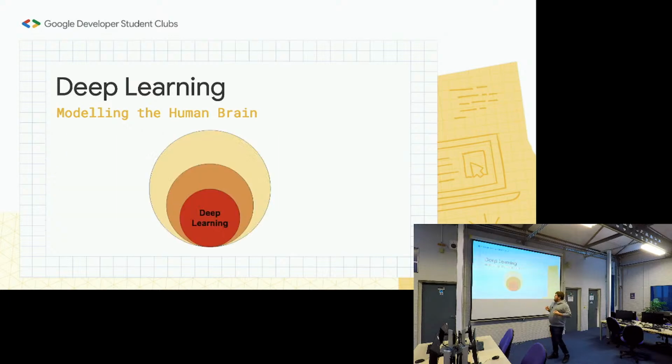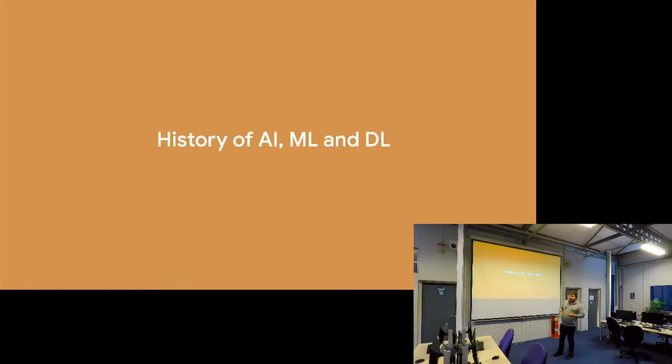Next slide. And so as I said, deep learning is a subset of machine learning, so we'll put it at the very bottom of our AI Venn diagram circle thingy. All right, so next. Before we go into the more theoretical and practical side of AI, I just wanted to give you a little bit of a history on artificial intelligence, machine learning, and deep learning.